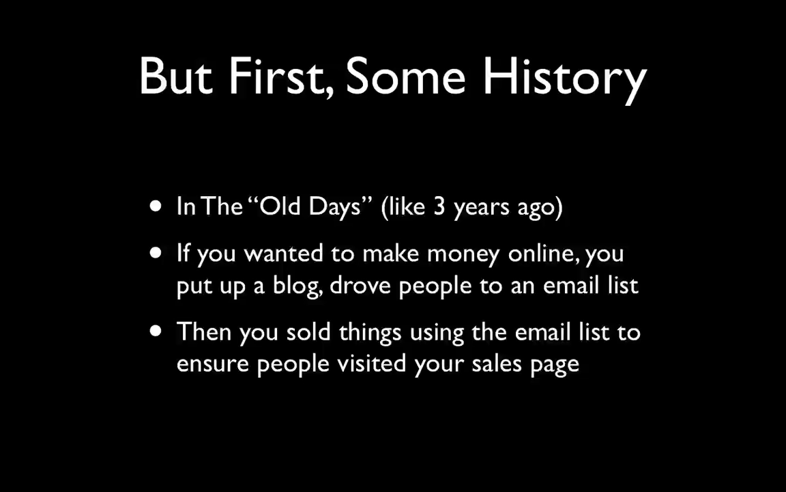But first, some history. In the old days, and you can see like 3 years ago, if you wanted to do anything with making money online, you would put up a blog or a website, and then you would use that to drive people to an email list. Right? And then from the email list is where you basically sold things. So you would drive people into an email list, and then from the email list, you would give links to sales pages for products and stuff. Okay, this is basically the business model. This is it. A lot of people dramatically overcomplicated this business model, but basically this is it.